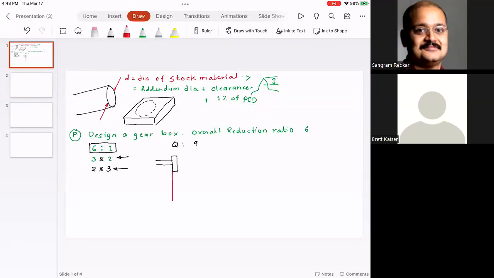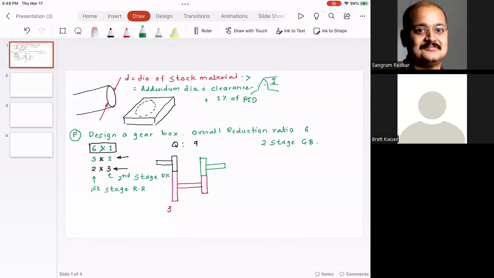So you could have 3 in the first stage, and then you could have 2 in the second stage. So it's a two-stage gearbox. And when I say 6:1, that means this is the reduction ratio. I should have said it like this. This is the reduction ratio of the first stage, and this is the reduction ratio for the second stage. Does that make sense?